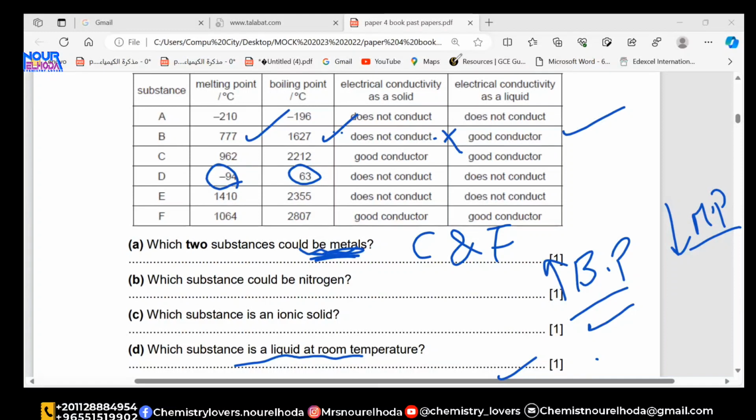Miss, what state conducts when liquid but not in solid? Ionic compounds, ionic compounds in general, Mohamed.